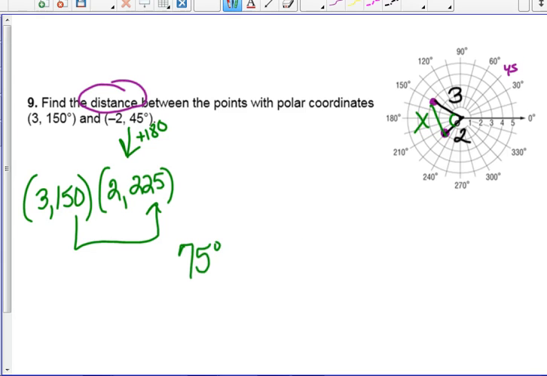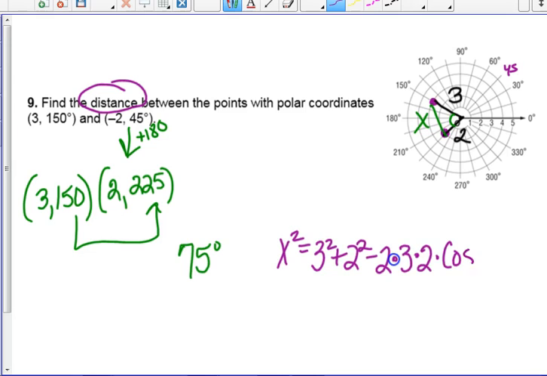All right, so now do you remember how we do it? What do we do now? Law of cosines. 3 squared plus 2 squared minus 2. That 2 is part of the formula. And then the 3 and the 2 and the cosine of 75. Okay, type, square root.